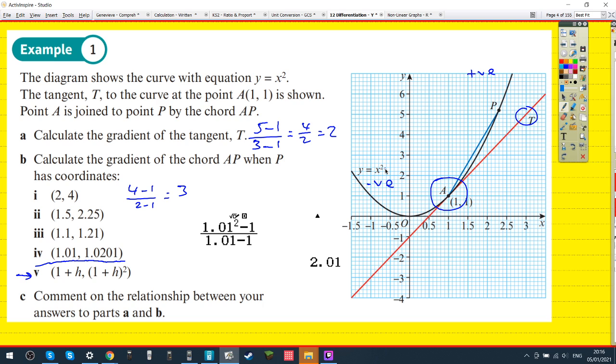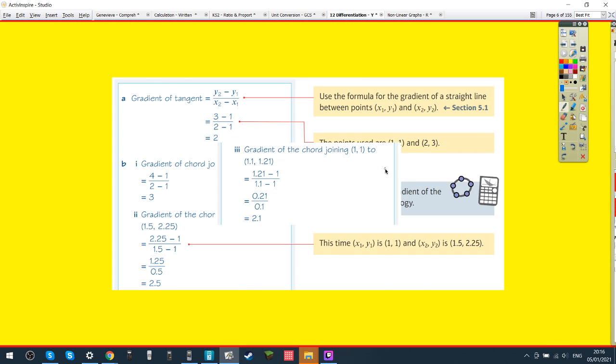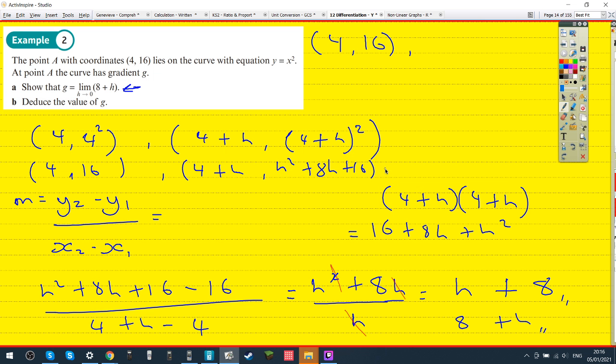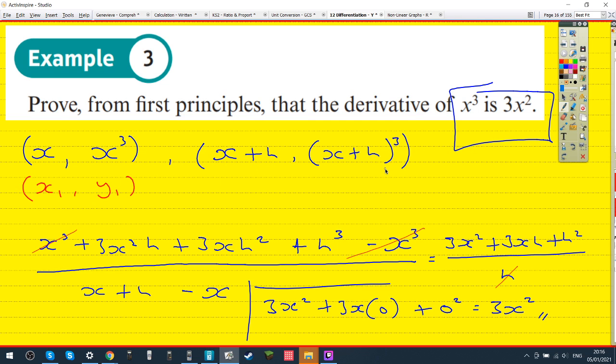The gradient of a straight line is y2 minus y1 over x2 minus x1. We did it in pure algebra, and what we found in pure algebra was the gradient of x cubed is always 3x squared. What that means is if you want to find the gradient of any point on the line y equals x cubed, you have a formula, called the gradient function, and it's 3x squared. So you can use that.